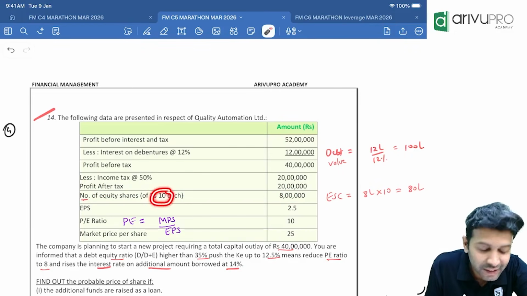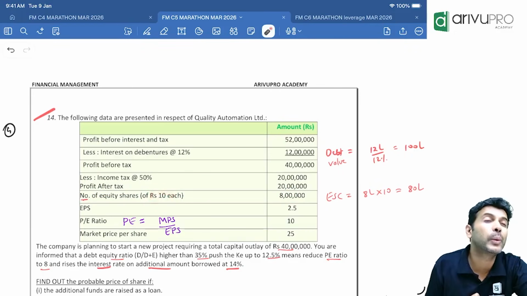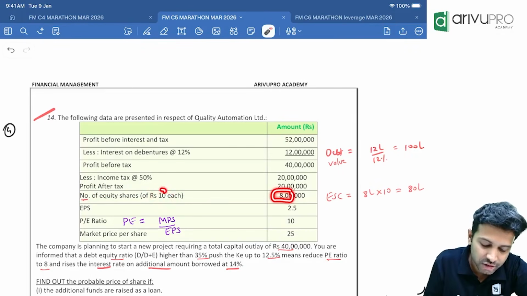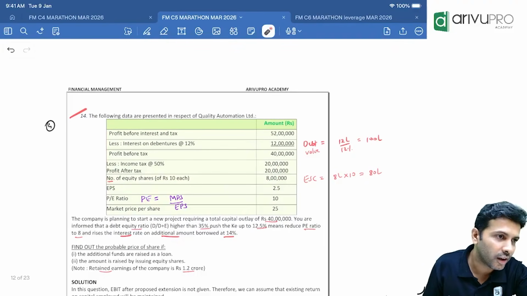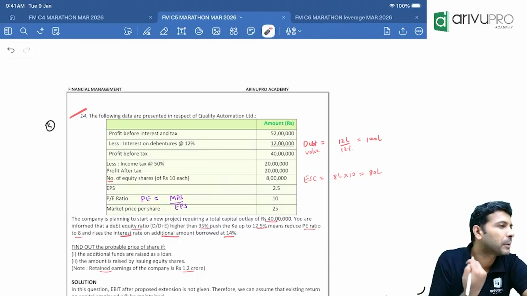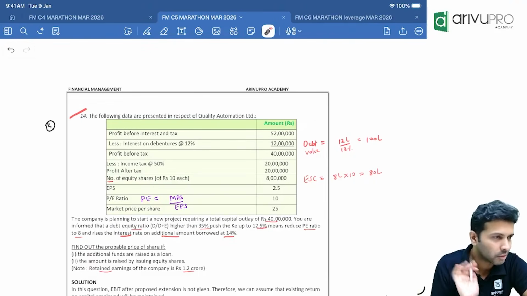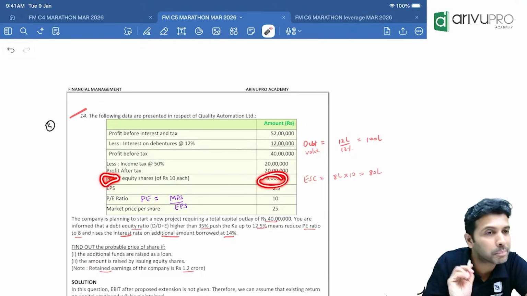What is each share's value? 10. That means what is equity share capital? 8 lakh shares of 10 each means equity share capital will be 80 lakh. That is one. They do this because they will not have multiple amount columns, so they will put it in. But when they say clearly number, this is the number only.